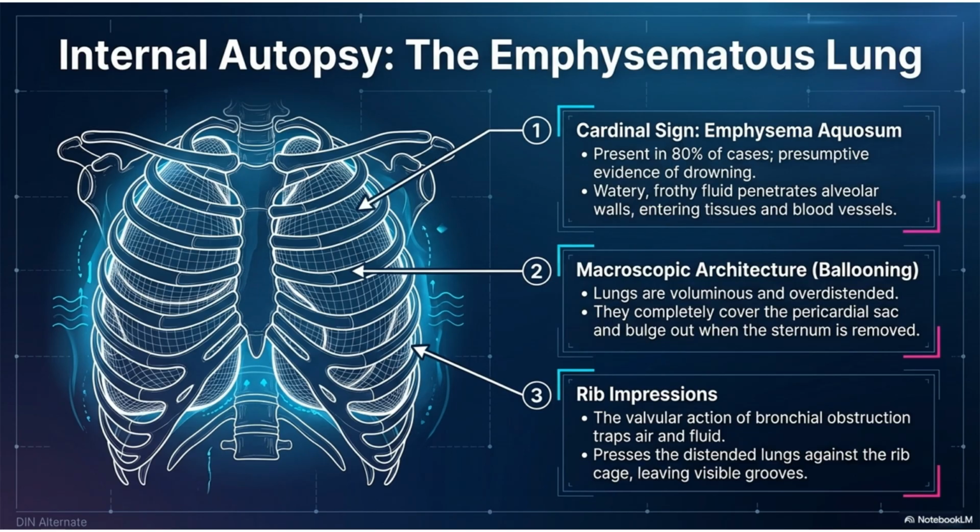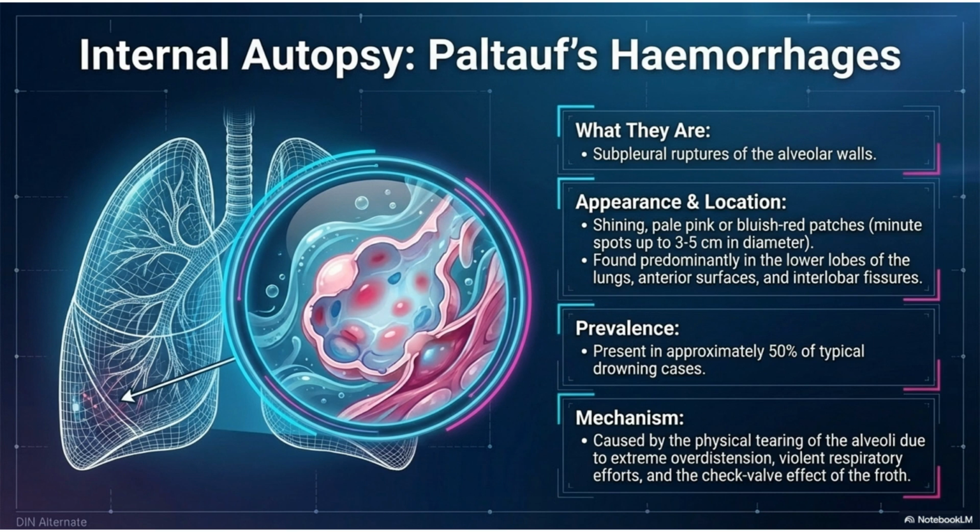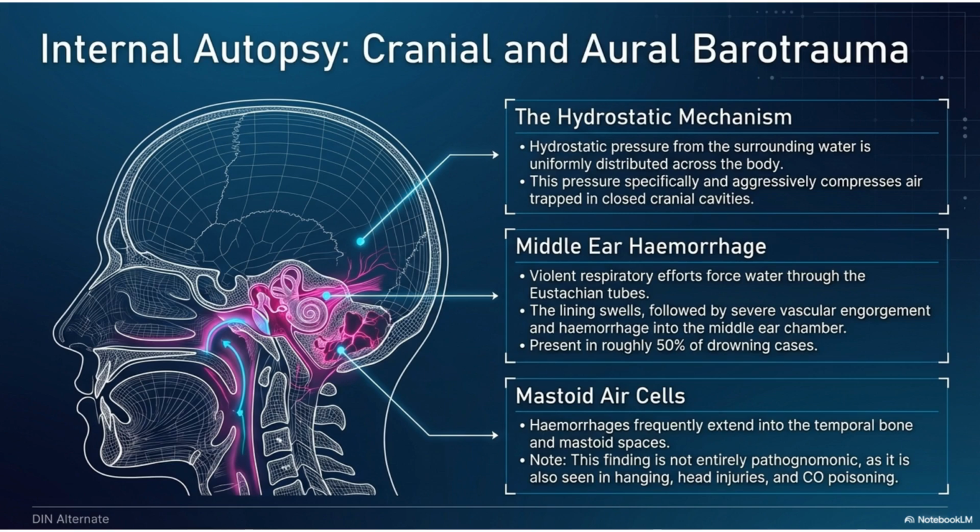Internal autopsy findings include the emphysematous lung. Cardinal signs are emphysema aquosum, lung ballooning, and visible rib impressions left on the lungs by the rib cage. Paltauf's hemorrhages are subpleural ruptures of the alveolar walls, present in about 50% of typical drowning cases. They are caused by the tearing of the alveoli due to overdistension, violent respiratory efforts, and the check valve effect of the froth. Cranial and oral barotrauma is due to hydrostatic pressure compressing air in closed cavities. This can cause middle ear hemorrhage, present in roughly 50% of cases, and hemorrhage in the mastoid air cells.